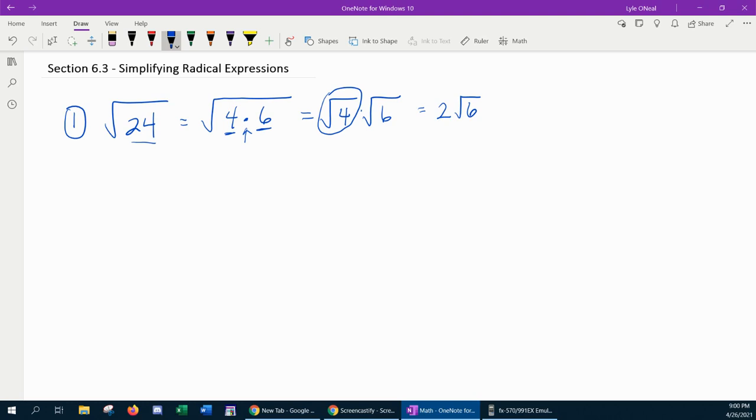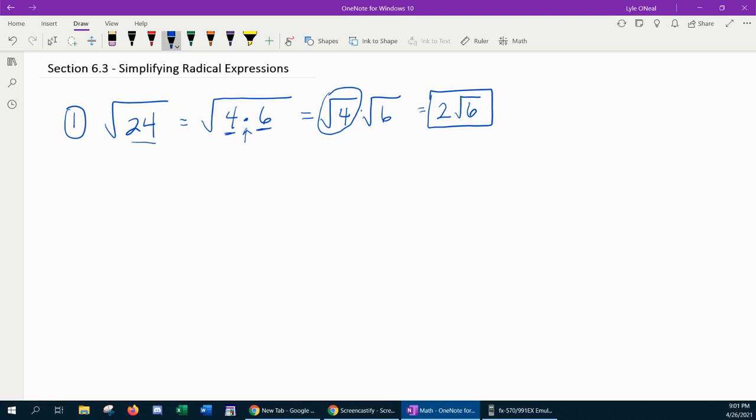6 cannot break down. Now, if you think, is this simplified completely? You need to ask yourself, are there factors of 6 where one of them is a perfect square? And remember, 1 times 6 doesn't count. Even though 1 is a perfect square, you're still going to have the square root of 6, and so you haven't really made any progress. So the only other factors that multiply to make 6 are 2 and 3. Neither one of those are perfect squares, and so that means that this is simplified completely.